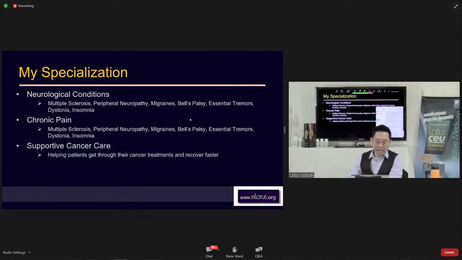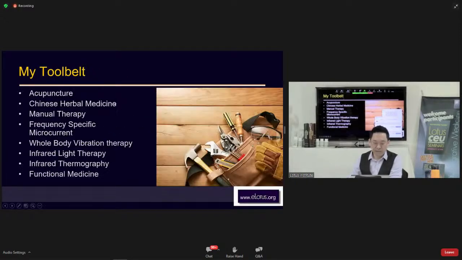So chronic pain, I didn't change that. I apologize. So chronic pain, so any type of pain, and supportive care, helping patients get through cancer treatments. My tool belt, so the services that we use in our clinic, obviously acupuncture, Chinese herbal medicine, manual therapy, frequency specific microcurrent, whole body vibration therapy, infrared light therapy, infrared thermography, and functional medicine. So these are some of the tools that we use in our practice.